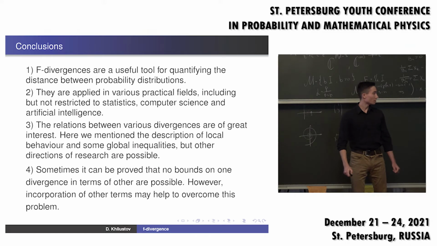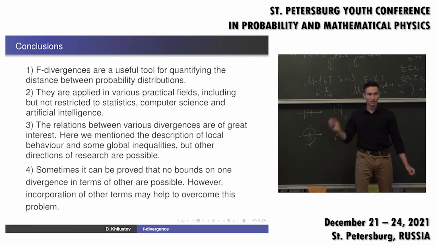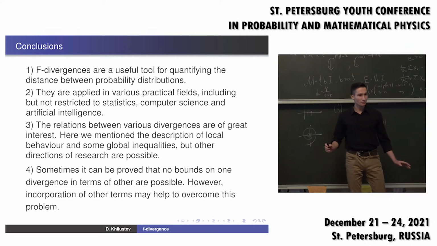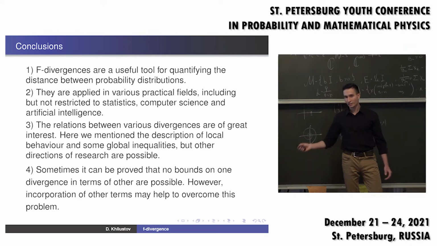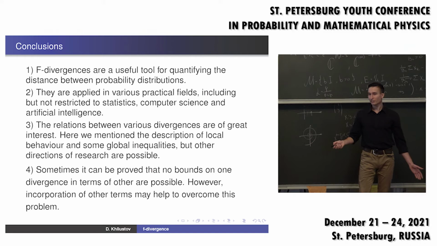Now we are ready to draw conclusions. First, I think I have shown that F-divergences are widely applied in different fields, and so the study of them is important for applications. It is also interesting to provide bounds and other descriptions of one divergence in terms of other. However, it is not always possible to do in a straightforward manner, which is described by a joint range theorem. However, we may try to overcome this difficulty by applying and incorporating different terms in our expressions and trying to minimize their impact on the whole formula.